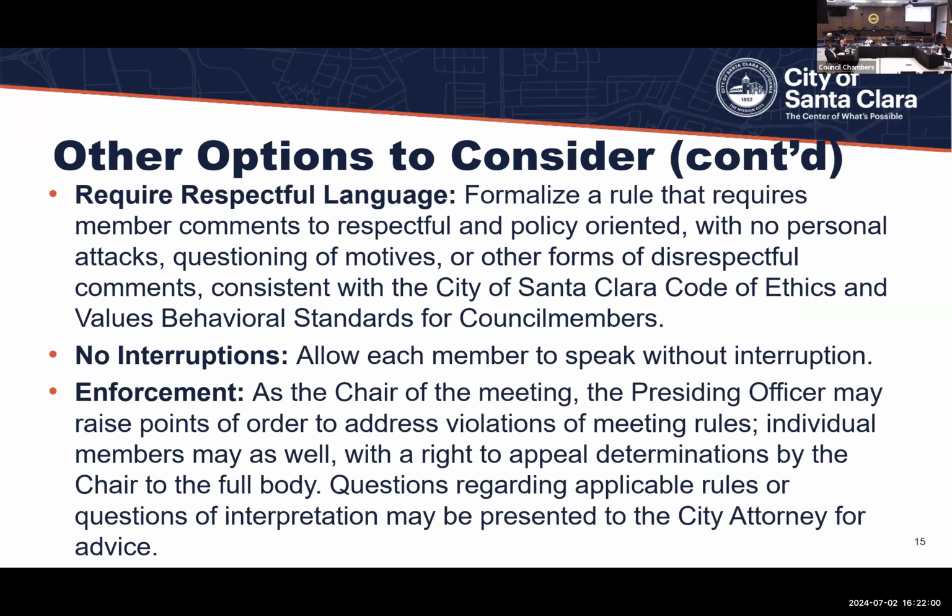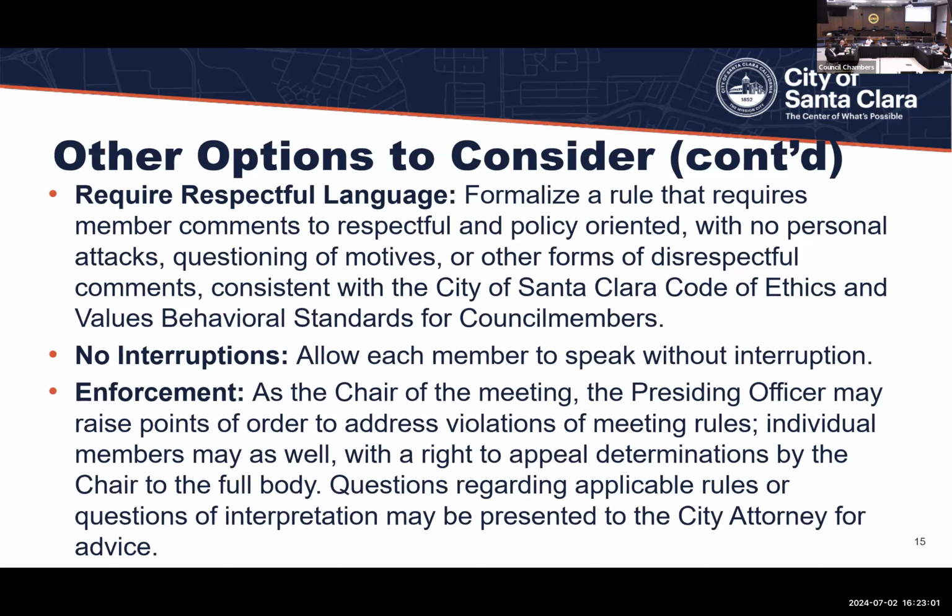Other things that we had talked about in the previous presentation of this is formalizing requirements for respectful language. There's also provisions for this in Rosenberg's, but you could develop a rule either based on Rosenberg's or maybe more appropriately based on your existing Santa Clara Code of Ethics and Behavioral Standards that council members be required to be respectful and policy oriented with no personal attacks, questioning of motives, or other forms of disrespectful comments, consistent with City of Santa Clara Code of Ethics. And if you look in the elaborate list of Code of Ethics, all these concepts are there, right? If you're going to develop a meeting management protocol, those rules are there and they guide you, but it might be good to have it all in one place, right? And be explicit and identified, in fact, as an explicit protocol.